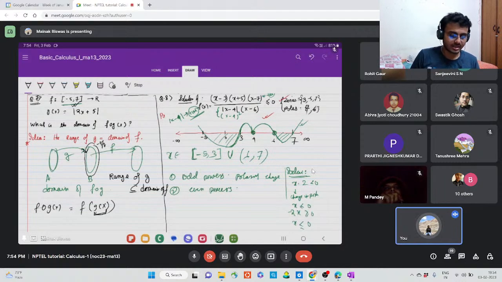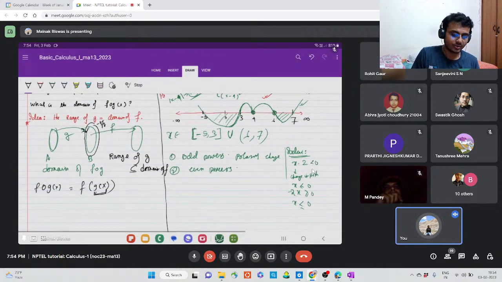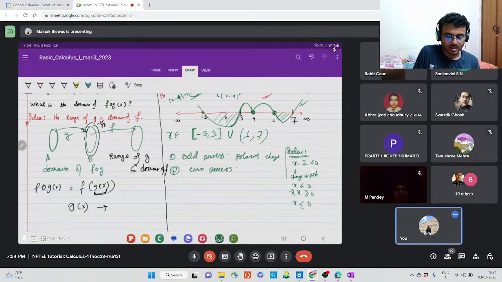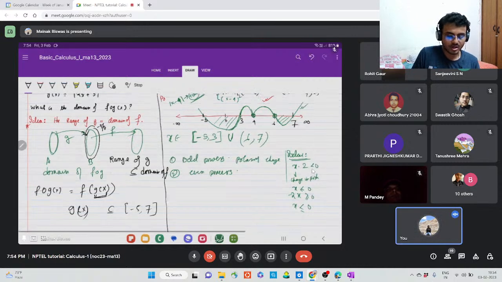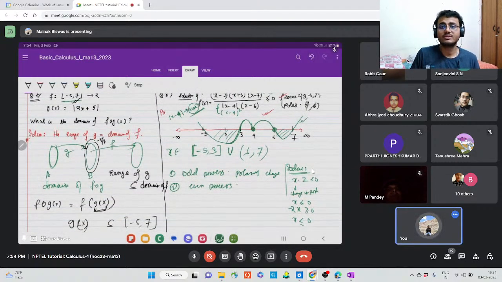So this will become clear. So tell me, this G function should output values between any set that is a subset of minus 5 to 7. Is that clear? Because f's domain is minus 5 to 7, right?